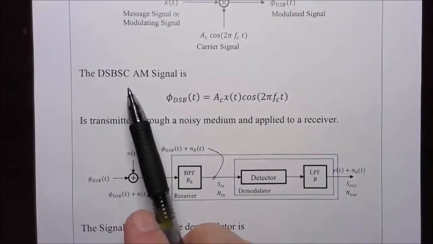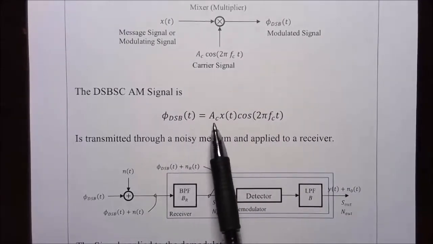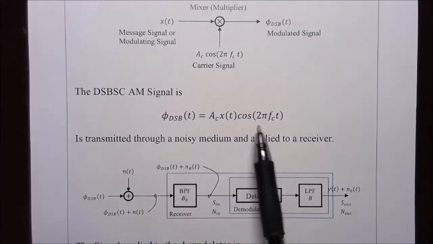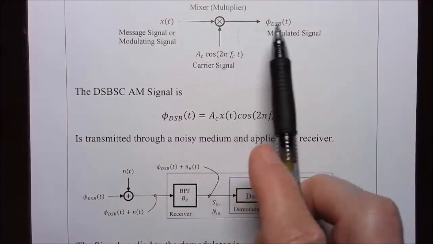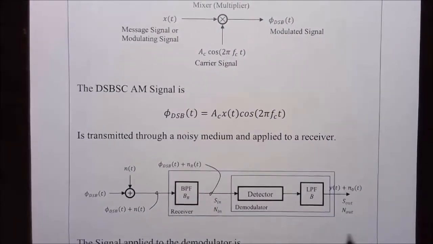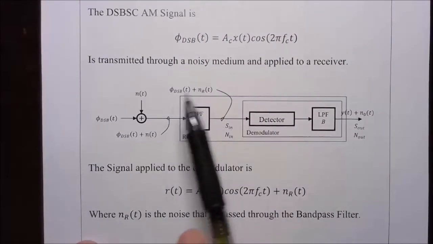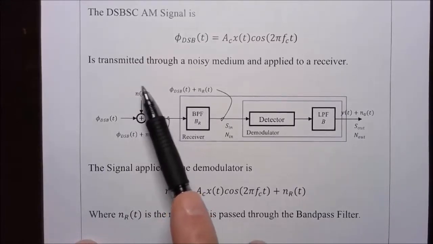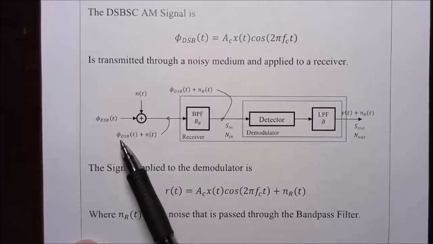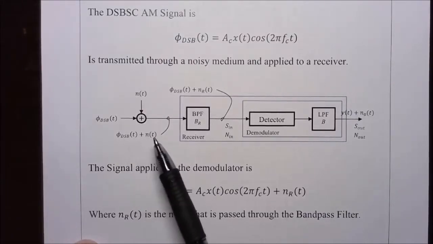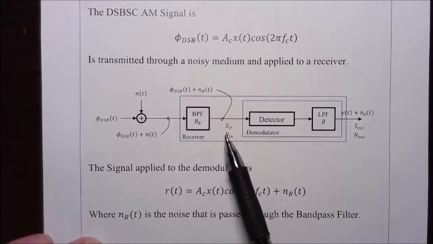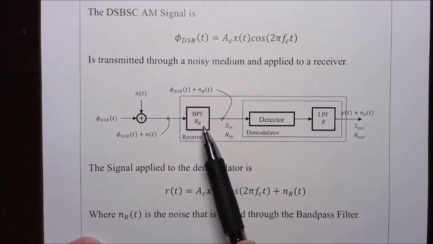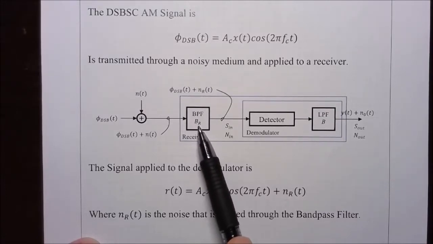So the double sideband suppressed carrier AM signal is A_c x of t times cosine 2 pi f_c t. This is simply the result of this multiplication. This modulated signal is passed through a noisy medium where noise n of t is added, and the sum of the modulated signal plus the noise is applied to a receiver. The first step in the receiving process is a bandpass filter that has a bandwidth given by B_R, with the subscript R for receiver.